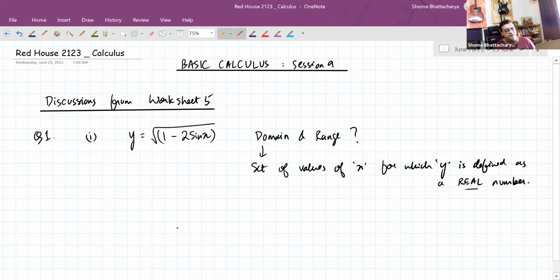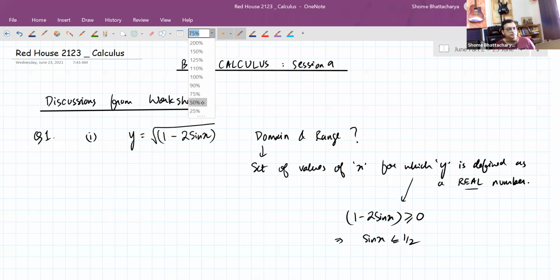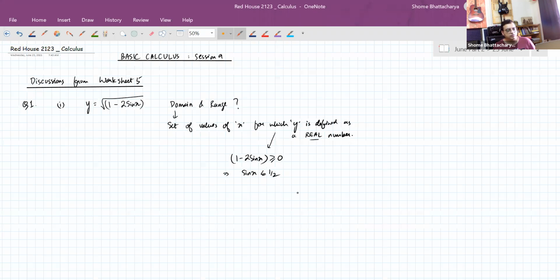So here you can see y is defined as square root of something. That means for y to be defined as a real number here, the quantity inside the square root must be a non-negative quantity, which means that sin x must be less than or equal to half. So now we know that in general, sin x is between -1 and half. Okay. So over here, sin x will range between -1 and half. So we have to take the domain such that this happens.